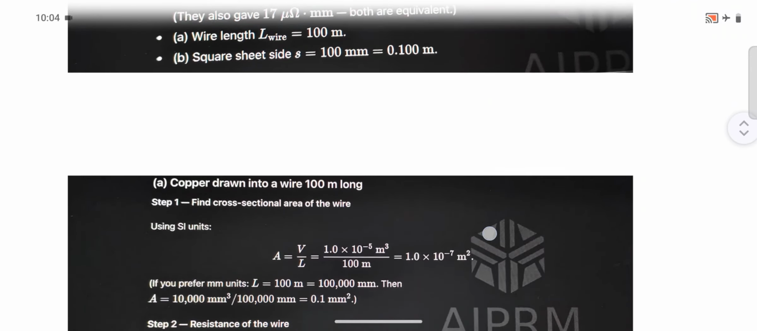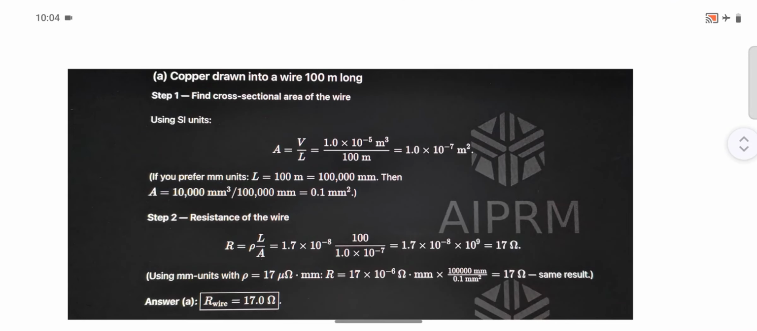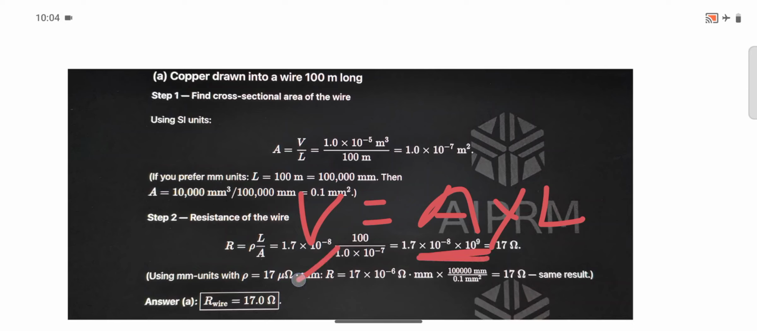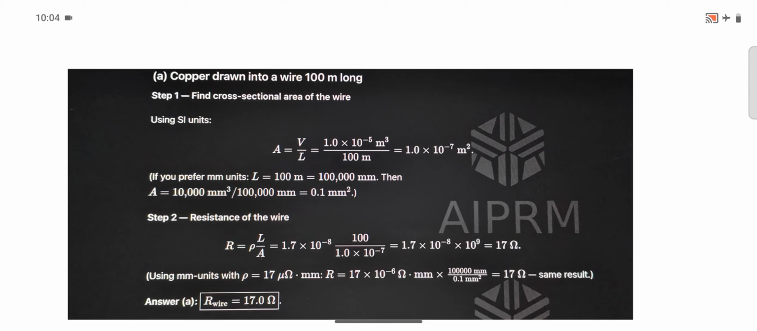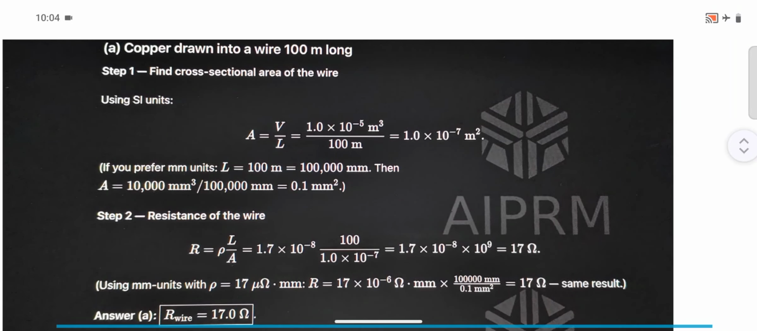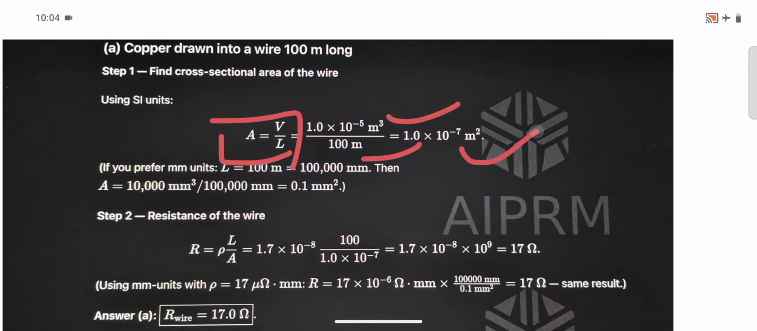Now, in the first condition, copper is drawn into a wire of 100-meter length. So first we will calculate the cross-sectional area of the wire. As we know, volume is equal to area into length. Volume is given, length is given, so by using this formula we can calculate the area.